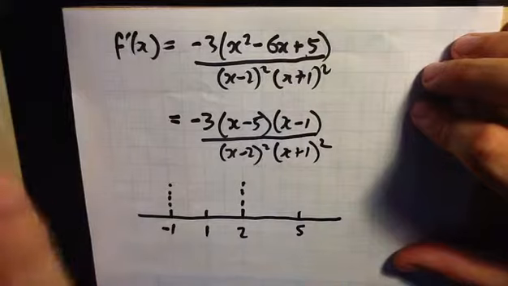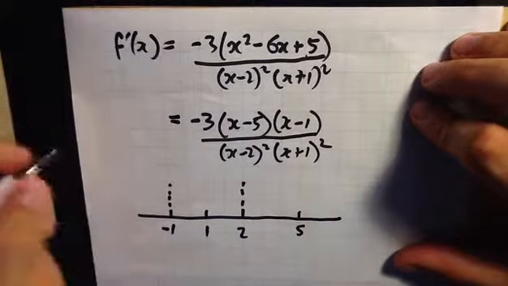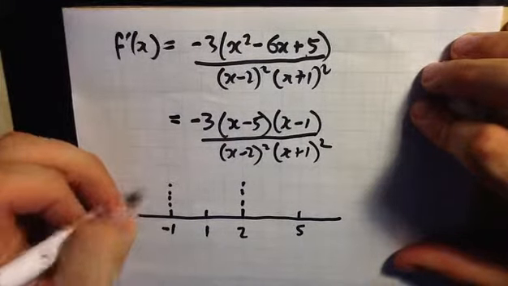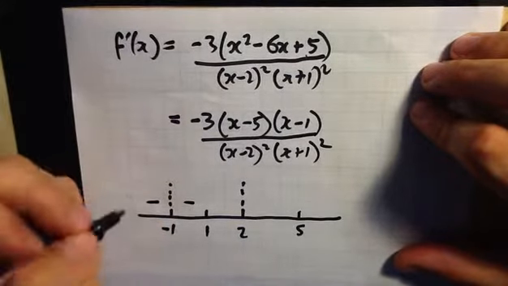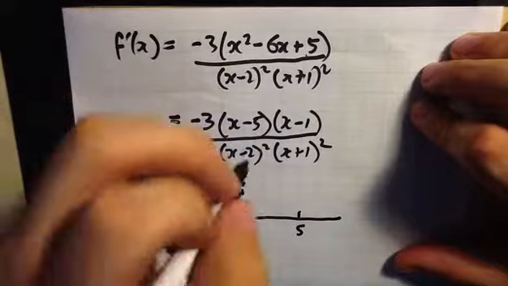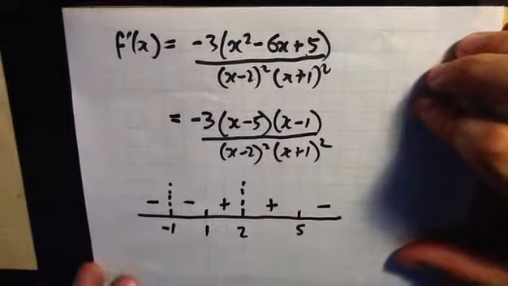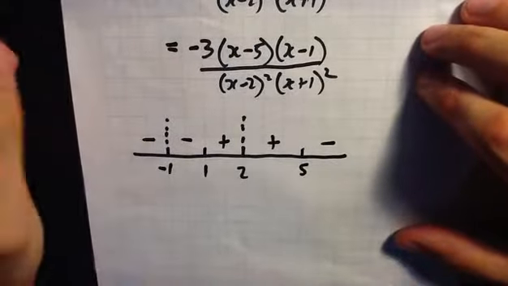Now, because we've done this before, I'm not going to show you the substituting in, but you're just going to have to trust me. If I sub a number less than -1 into this derivative, I get a negative answer, I then get a negative, I then get a positive, I then get a positive, and then I get a negative. Okay, so you can see this.